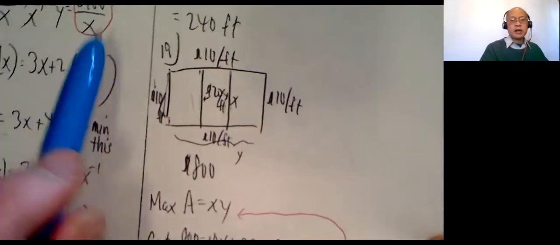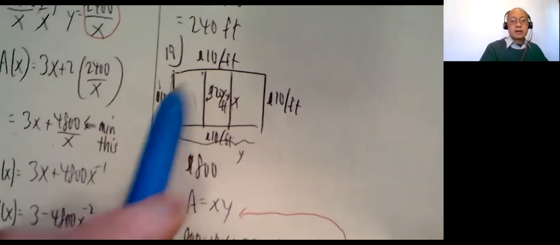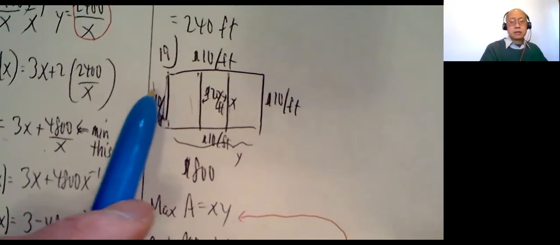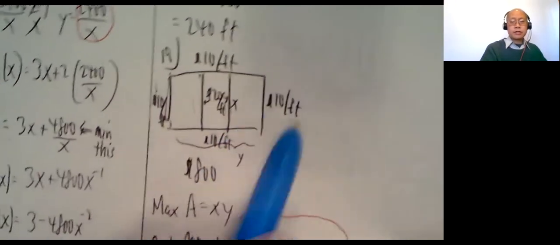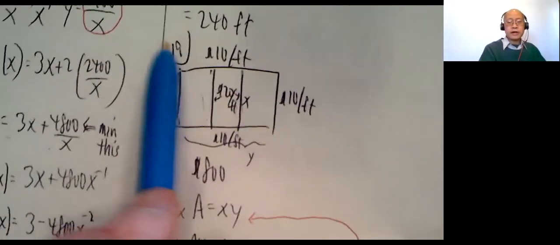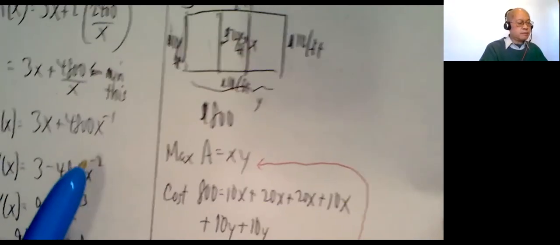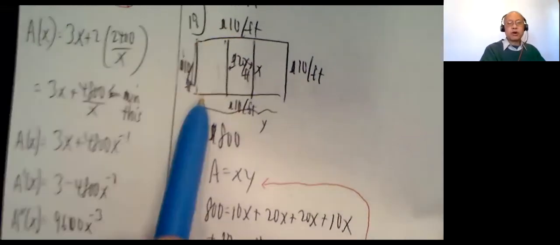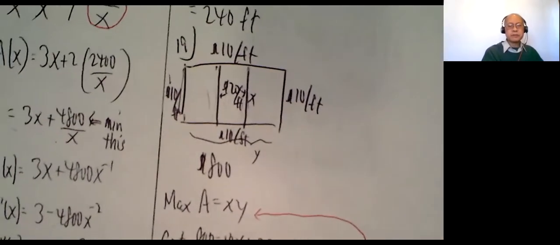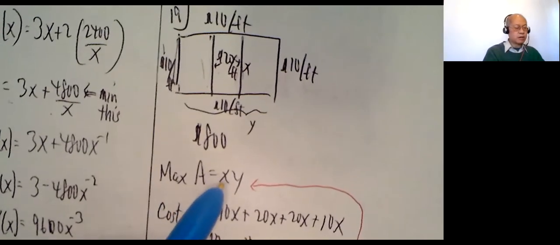All right, so I decided to call these X, the ones going this way, vertical, and decided to call this Y. So I have 1, 2, 3, 4 X's and 2 Y's, but they're not all the same cost. But the problem is to maximize the area, which is X times Y.